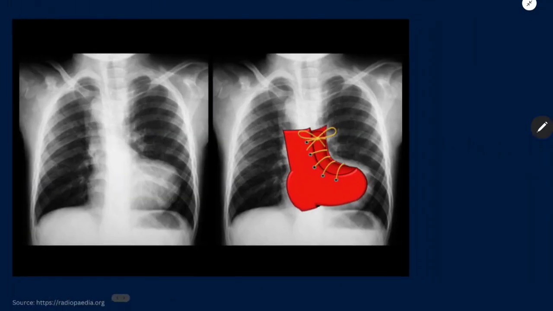Okay, now we'll go to X-rays. If you know the classification, it is going to be very easy. Now we are going to see the boot shaped heart, also called the coeur en sabot appearance. Where will you find a boot shaped heart? A boot shaped heart is a classical finding of what?